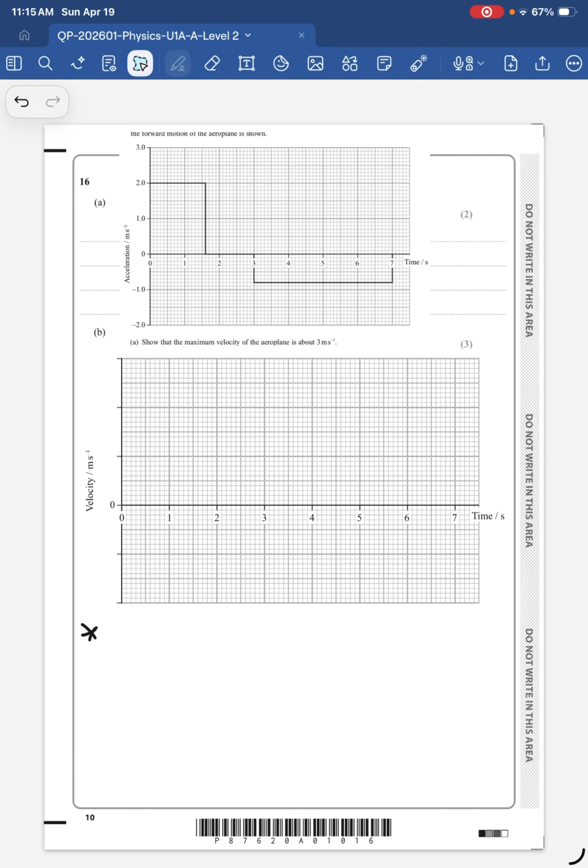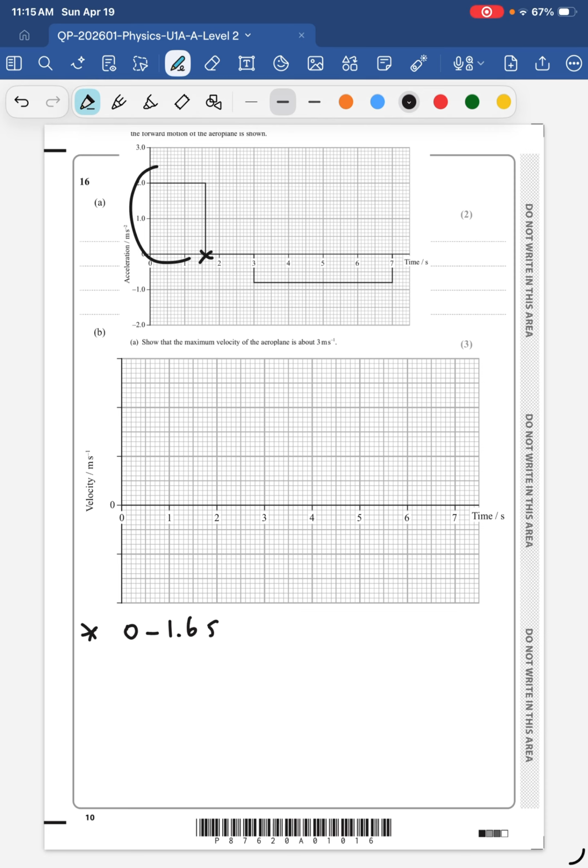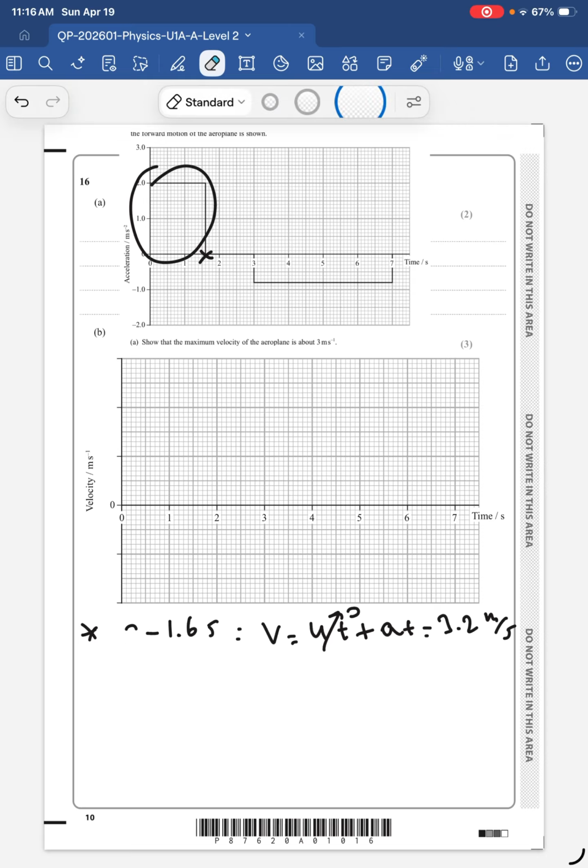So first of all, we need to calculate a few things. From 0 to 1.6 seconds, so up to here, which is the first part of the graph, we have v equals u plus a times t. So the initial velocity is 0. So the final velocity is 3.2 meters per second, which is also something we calculated earlier. So that was redundant. But anyway, from 1.6.